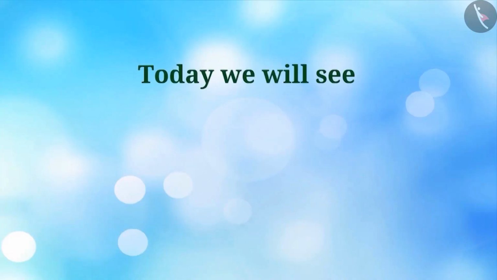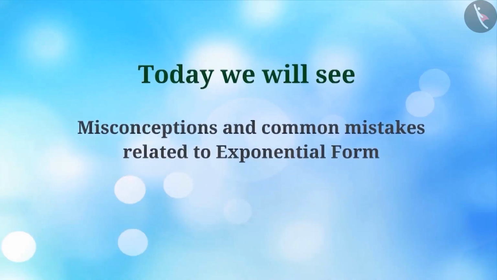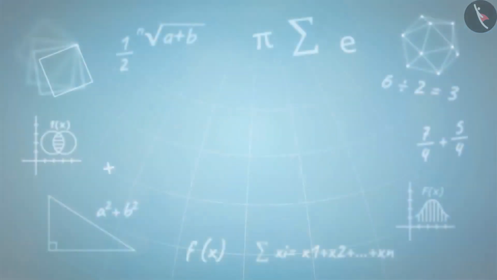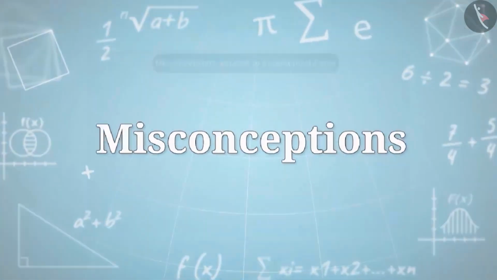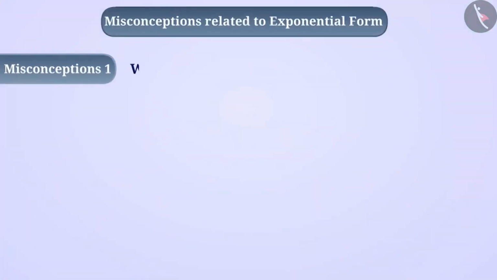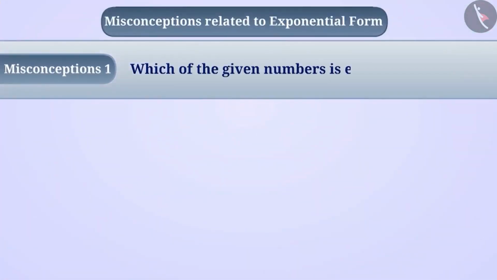Today we will see certain misconceptions and common mistakes related to exponential form. Misconception 1. Which of the given numbers is equal to (-5) raised to the power of 6?